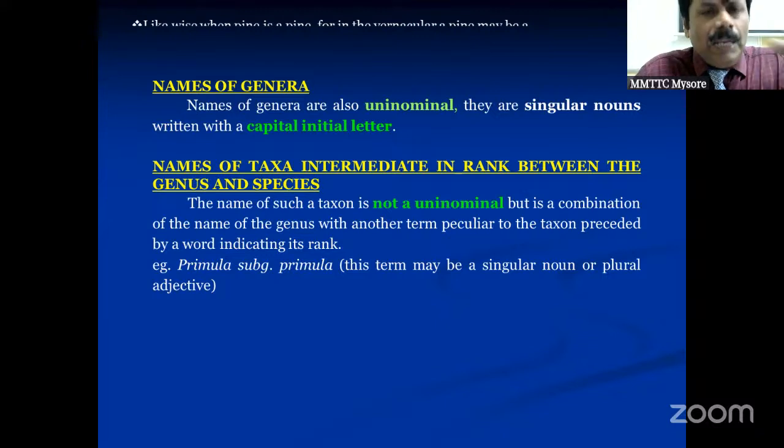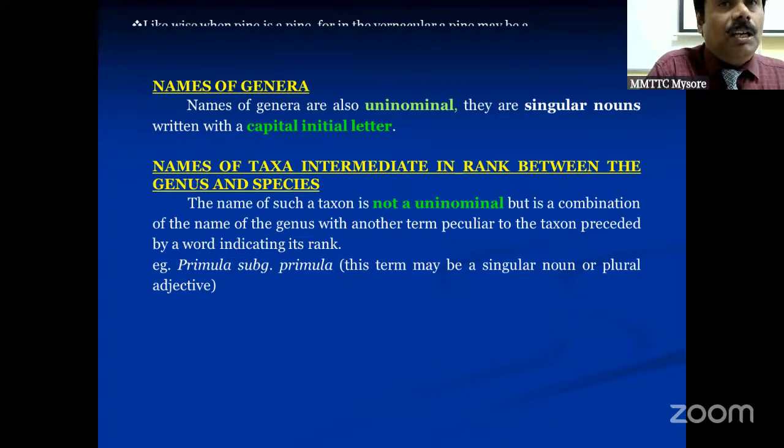Names of genera are also uninominal. They are singular nouns. According to Joseph D. Tournefort, the last practical unit of classification is the generic epithet, whereas species are the variants of the genus. So henceforth he has been called the father of the modern genus concept actually. Tournefort has given a wonderful genus concept. The practical unit of classification is the genus according to him, whereas species are the variants of the genus actually. Names of genera are also uninominal. They are singular nouns written with a capital initial letter.